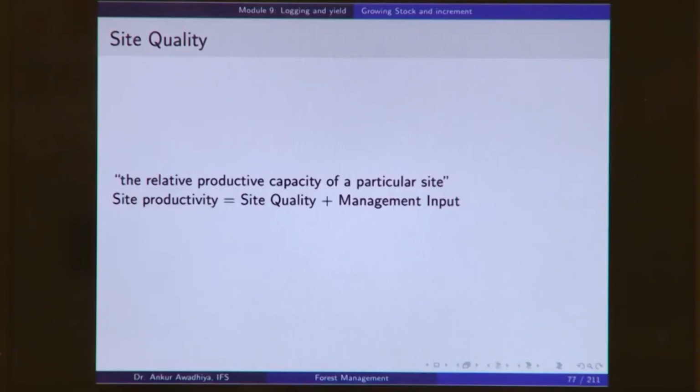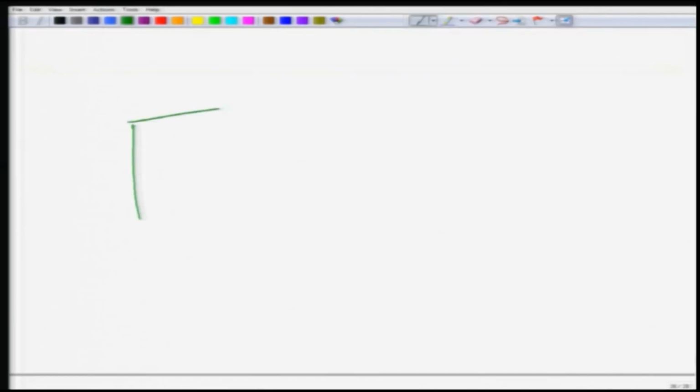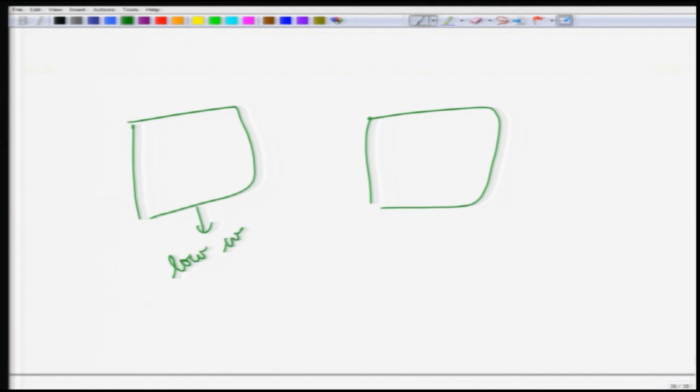Now, the thing that is within our control is the site quality. Site quality is defined as the relative productive capacity of a particular site. What we are saying here is that suppose we have two pieces of land, and we are growing forest on these pieces. The first one has low water availability, it has low amount of nutrients, it has say soil that is impermeable.